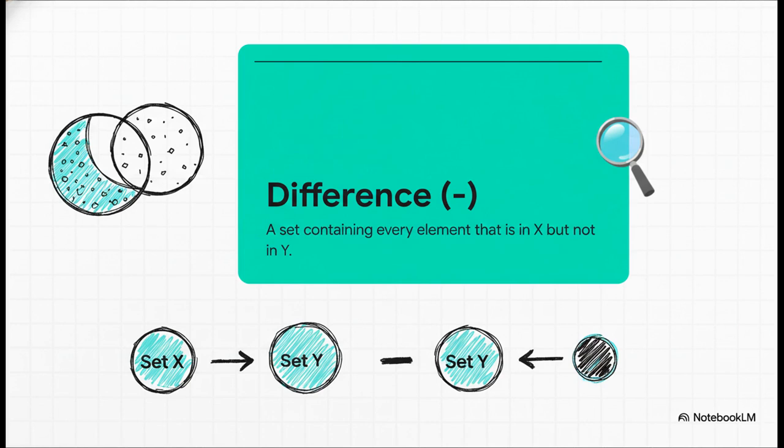And finally for this group, we have difference. This one's a little tricky. It finds what's unique to the first set. It gives you back everything from set X that is not found in set Y. And for this one, you really have to pay attention because the order you do it in matters a lot.